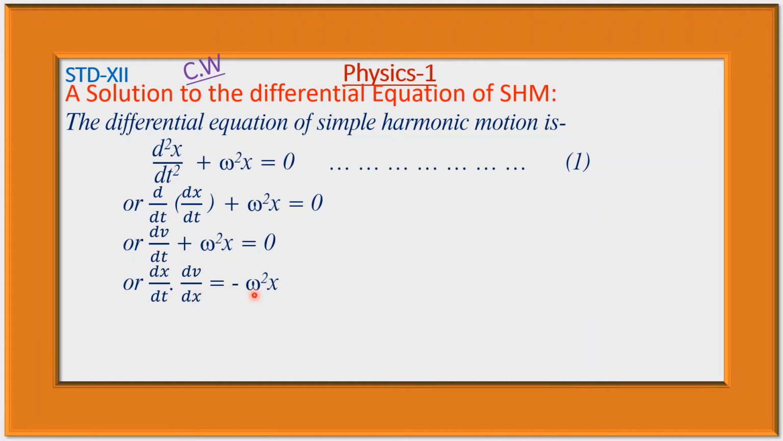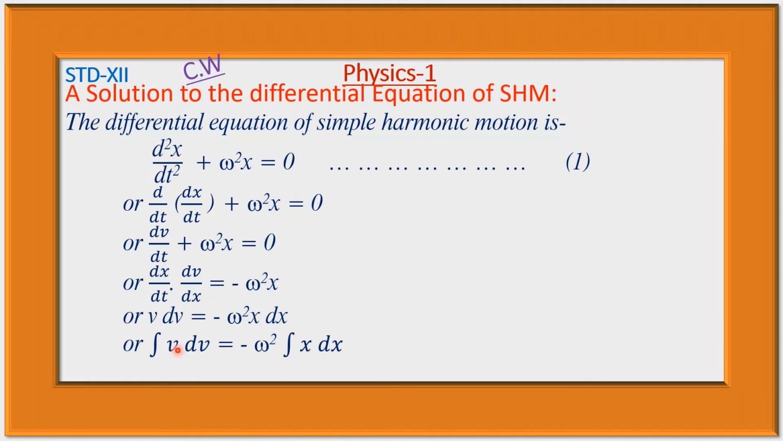This is equal to minus omega square x, or v dv is equal to minus omega square x dx. Here dx/dt is v, velocity v, and dv is minus omega square x dx. That is, v dv is equal to minus omega square x dx.